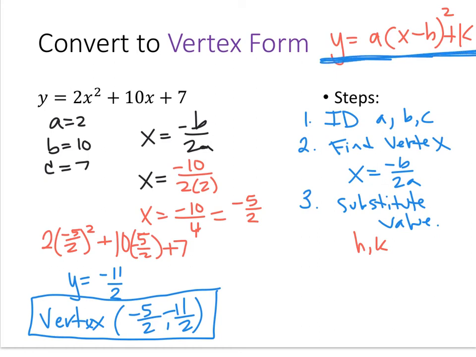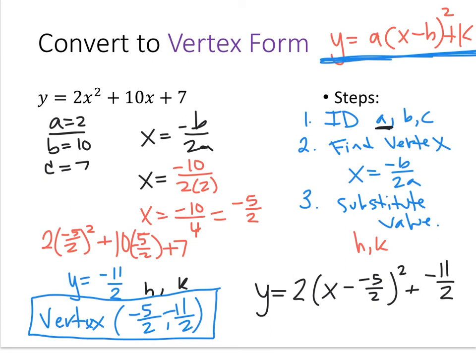So my vertex equation is going to be y equals, I'm going to use the same value of a that I started with, so this is going to be 2 on the outside, multiplied by x minus negative 5 over 2, because that's going to be my h. Remember, my vertex is h comma k, squared, plus negative 11 over 2. Now I can simplify that by just using my basic methods, and that's what gives me y equals 2 times x plus 5 over 2 squared minus 11 over 2.